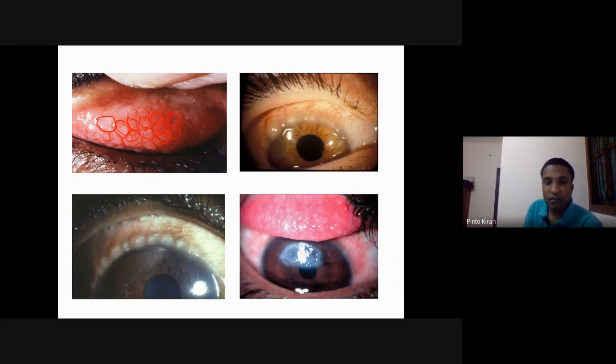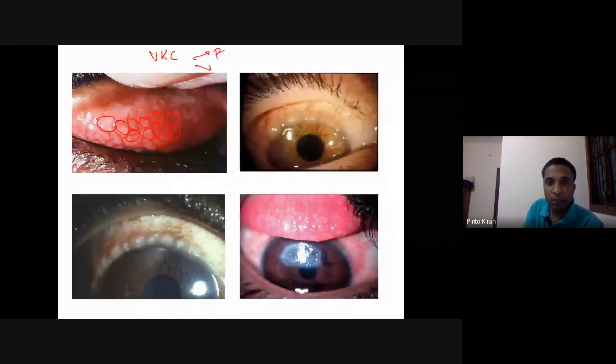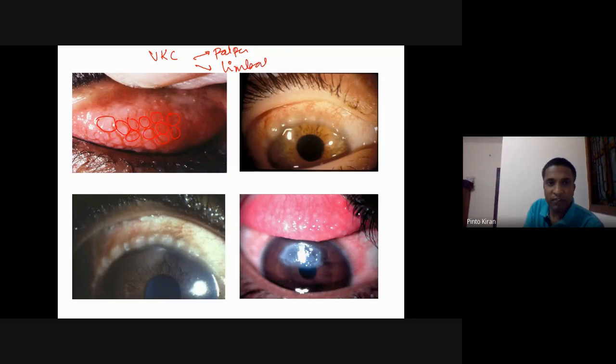Then you have, the VKC has two forms. One is the palpebral form, then you have a limbal form. When the palpebral conjunctiva is involved, that is a palpebral form. When the limbal conjunctiva is involved, it's a limbal form. Limbal form will have this gelatinous material which is deposited at the limbus, and this contains basically eosinophils and dead epithelial cells.